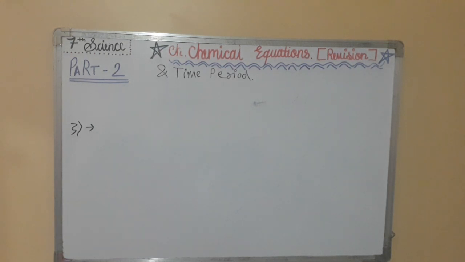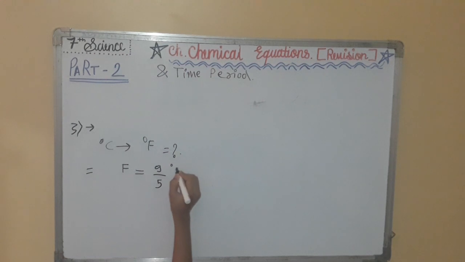Question number 3 is the relation that converts temperature in Celsius scale to temperature in Fahrenheit scale. So the answer of this question is: the question is asking which formula converts degree Celsius to degree Fahrenheit. So the formula is Fahrenheit is equal to 9/5 multiplied by degree Celsius plus 32.